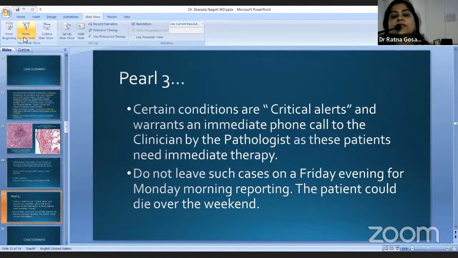So certain conditions are critical alerts, and they warrant an immediate phone call to the clinician by the pathologist, as these patients need immediate therapy. In Mayo, they used to tell us, do not leave such cases on a Friday evening, because Saturday and Sunday are off for them. So do not leave such cases on a Friday evening for Monday morning reporting. The patient may die over the weekend because of the massive bouts of hemoptysis which may occur in such patients.